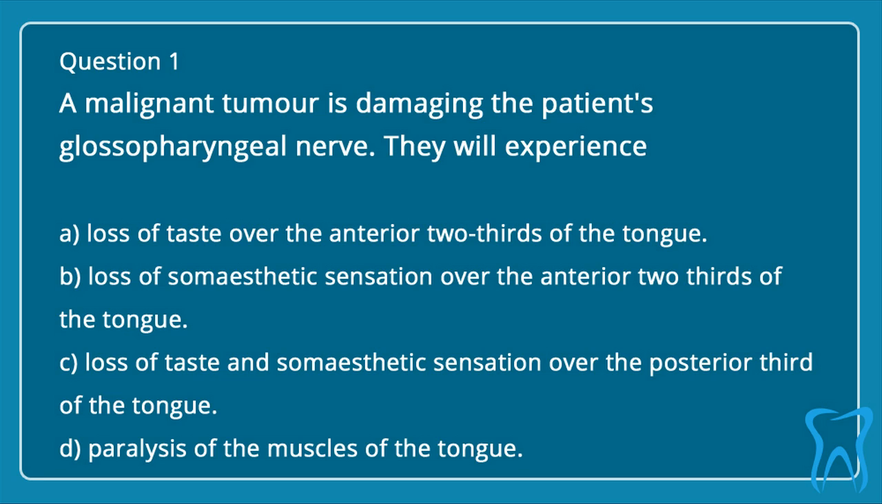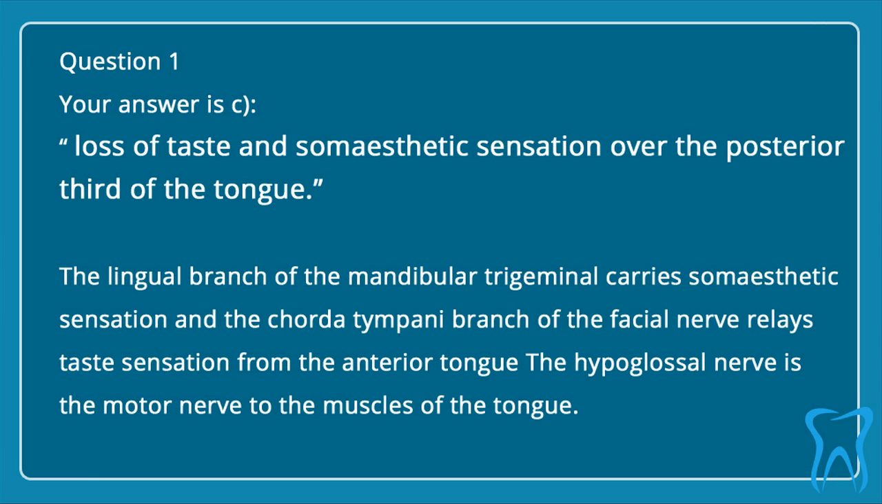b. Loss of somaesthetic sensation over the anterior 2/3 of the tongue. c. Loss of taste and somaesthetic sensation over the posterior third of the tongue. d. Paralysis of the muscles of the tongue. Correct answer is c. Loss of taste and somaesthetic sensation over the posterior third of the tongue.